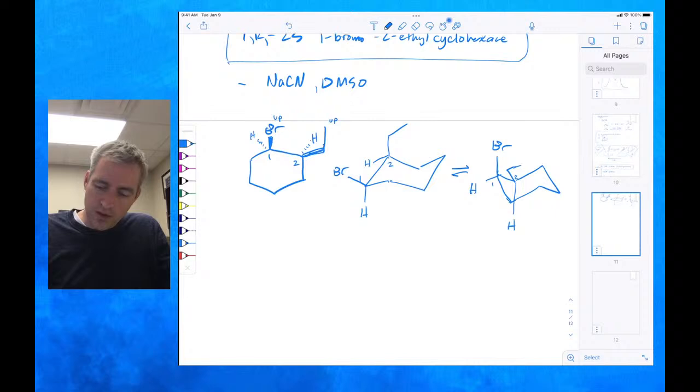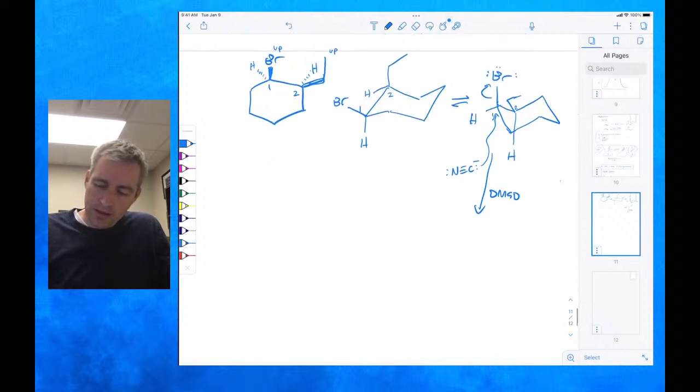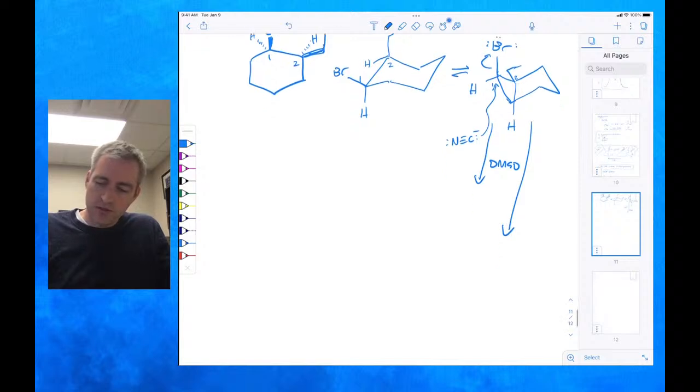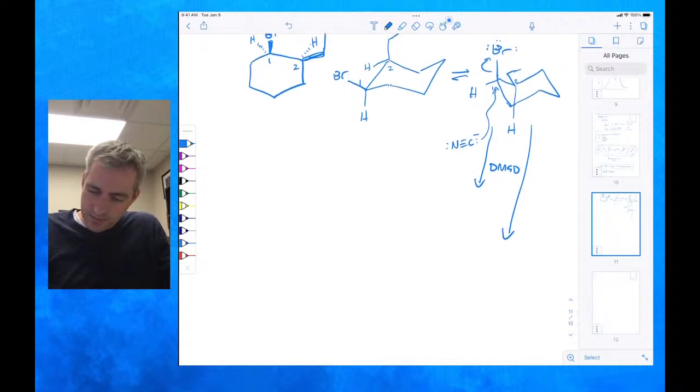And on this, we want to do NaCN, DMSO. DMSO is just a solvent, a polar aprotic solvent, and we have cyanide, and this is going to do an SN2, we said. It does that. It does an inversion of that carbon.